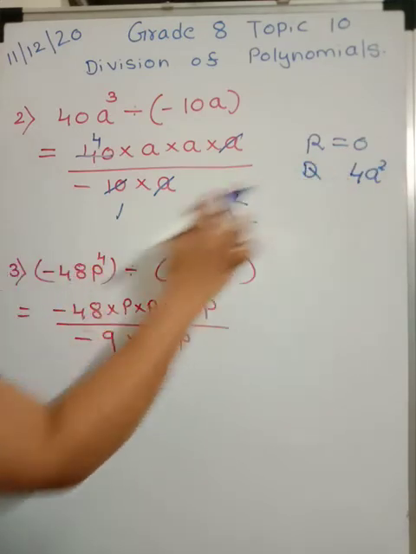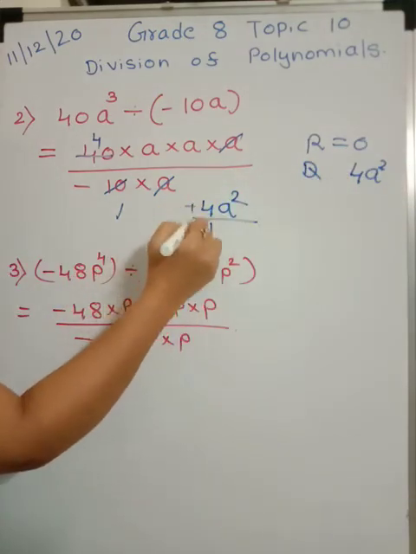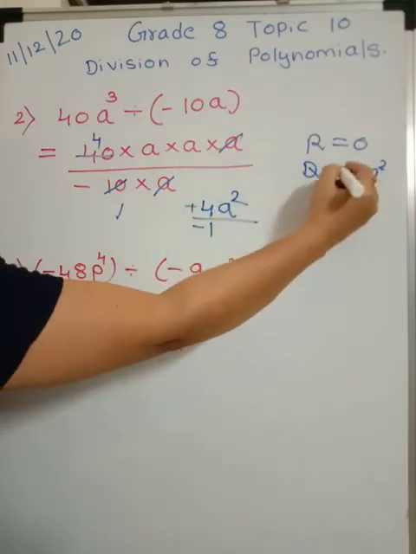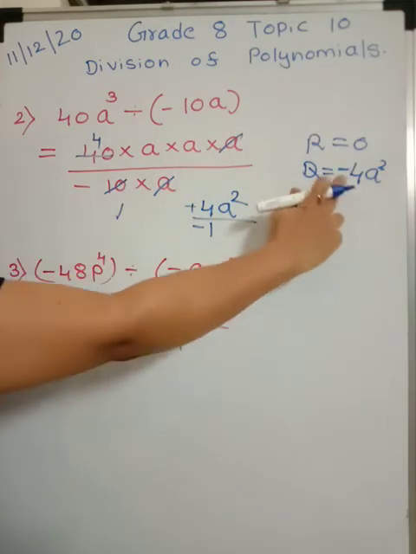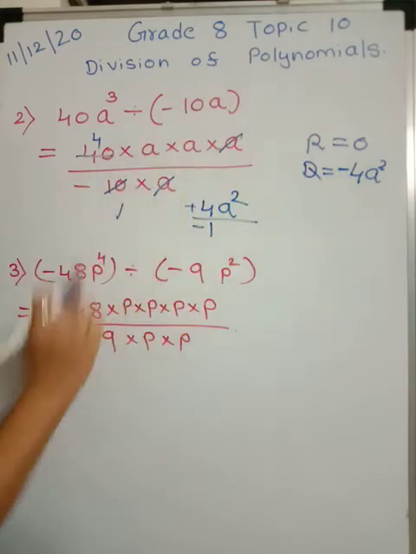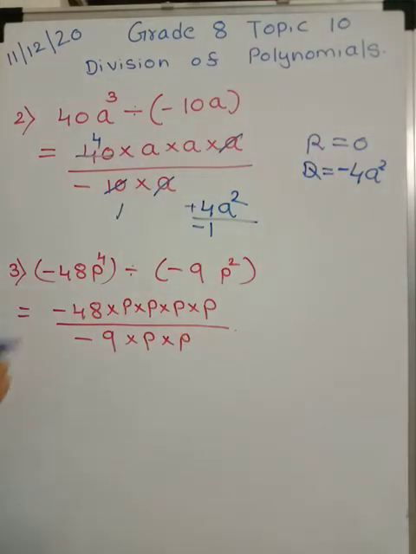But over here, minus and this is plus. Opposite sign division, answer is always minus. So your quotient will be minus 4a square and remainder will be 0. Okay. Now let's go for this.